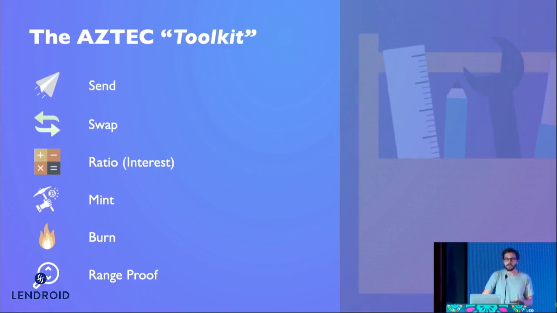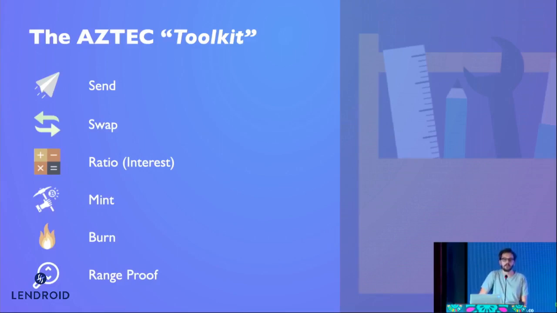We have mint and burn, like I mentioned. They're basically exactly the same as ERC20 mint and burn. So you can create in zero knowledge. You can destroy value in zero knowledge if you are the owner of a particular asset that has that functionality enabled. And then finally, we have a series of range proofs.